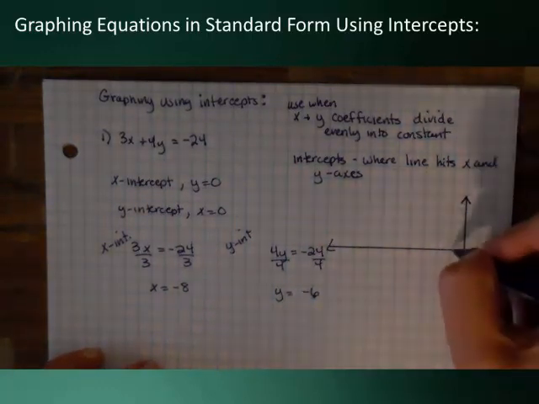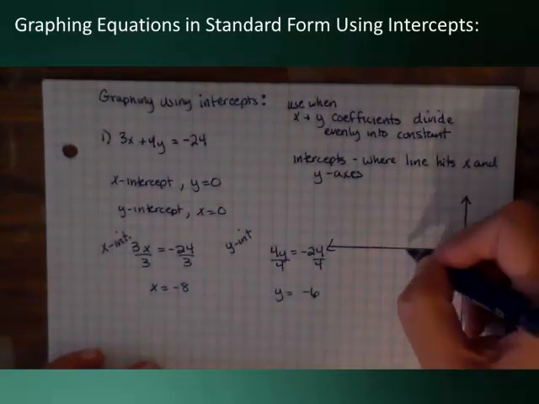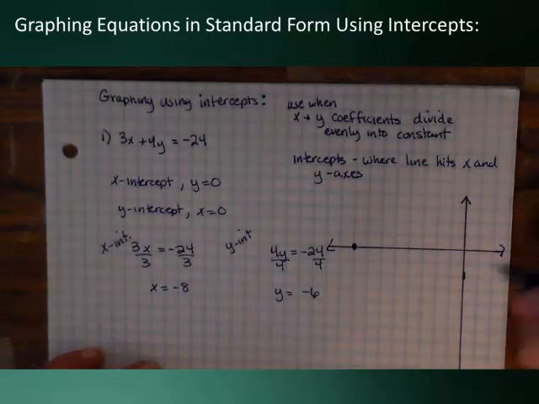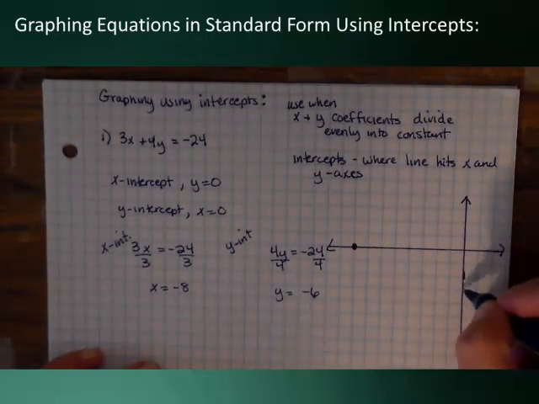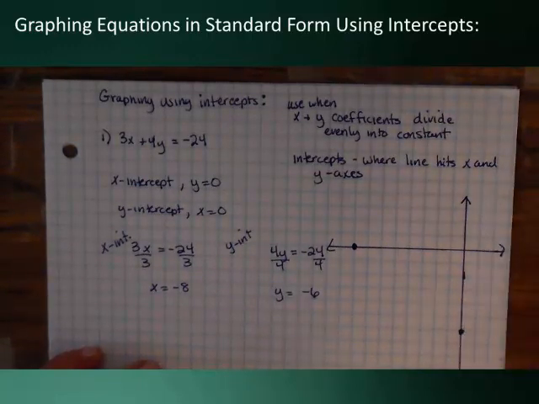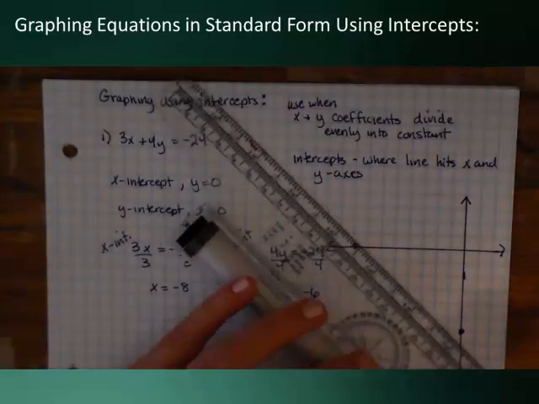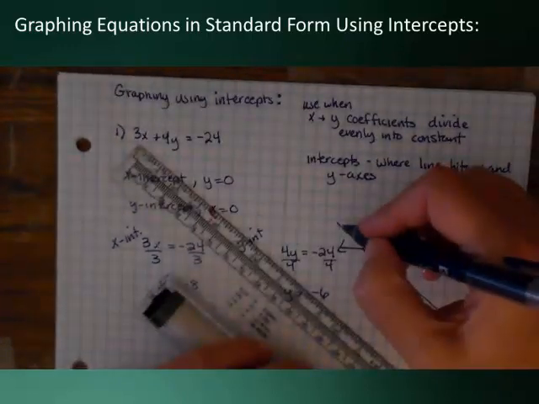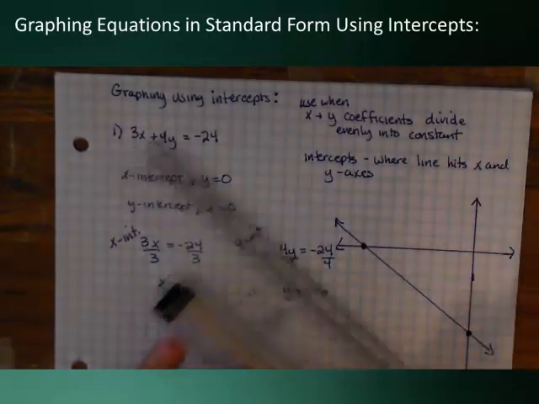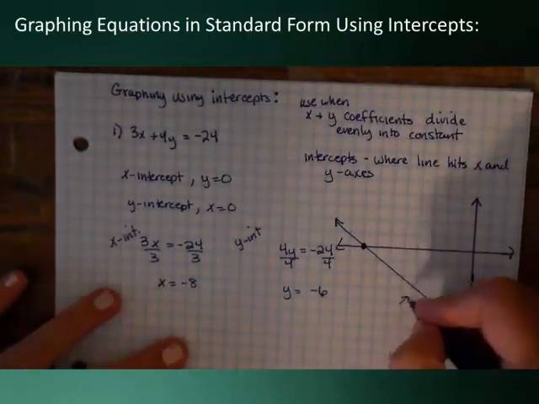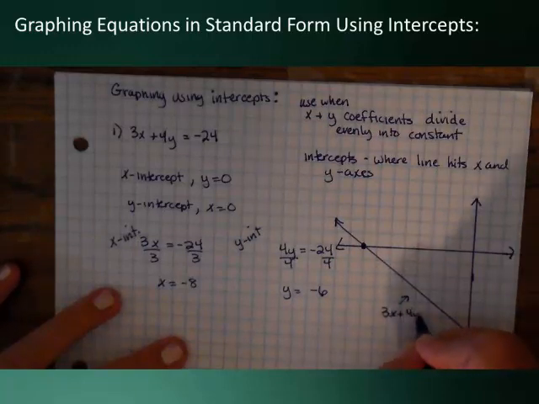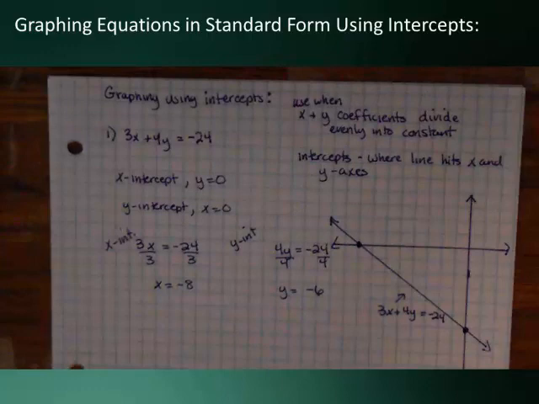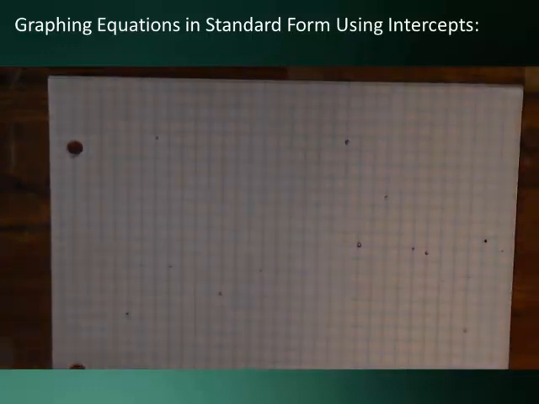So x is negative 8, so I go to negative 8. 1, 2, 3, 4, 5, 6, 7, 8, and I put a dot right on the x-axis. Y is negative 6, so I put a dot right on the y-axis. And I connect my intercepts. And this is the equation of the line 3x plus 4y equals negative 24. Okay, we'll do one more example using intercepts.